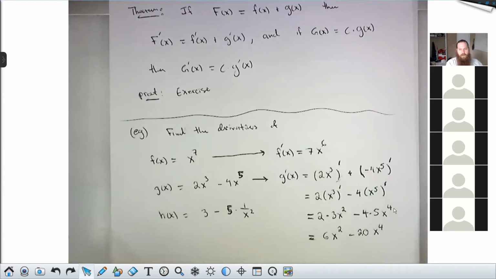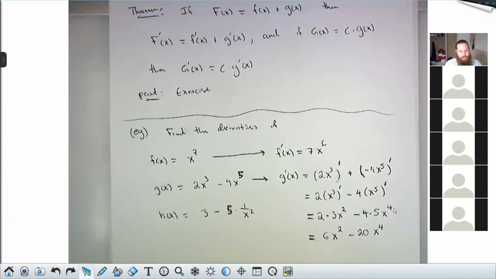Isn't this so much nicer than that limit definition? Can you imagine crunching out that limit definition for x to the 7, or this combination 2x cubed minus 4x to the 5? It would be horrible. The challenge here is the notation. I think the rules are pretty simple, but the notation might take a little getting used to.